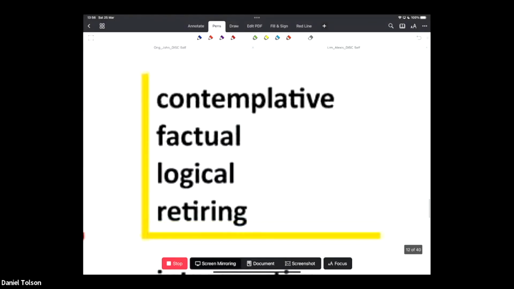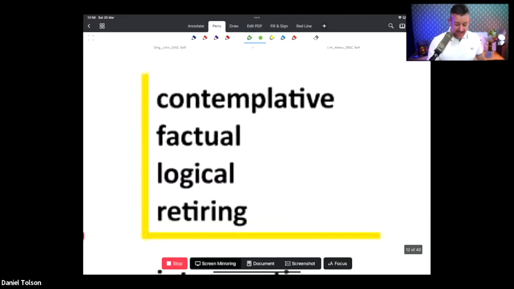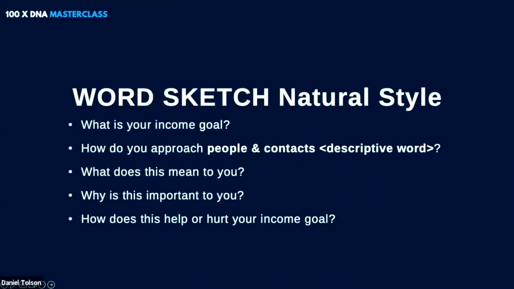Out of those 4 words there, which of these words best describe you when you approach people and contacts? Logical. Logical. Okay, excellent. So we're going to highlight logical just there. Beautiful. So that's the first step.